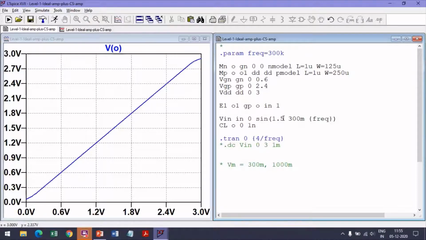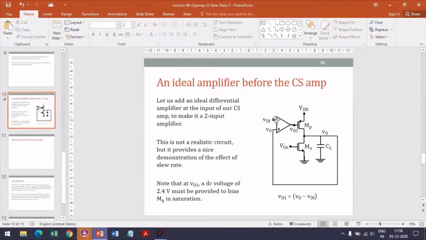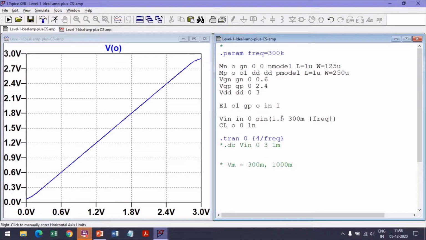Why is this 1.5? Well, I should explain what this is. So if the output we saw earlier, the DC output voltage of this circuit is 1.5 volts. Alright, so in this configuration also this voltage has a DC of 1.5 volt. So we apply a DC of 1.5 at the input, and on top of it we'll ride a sinusoidal signal.